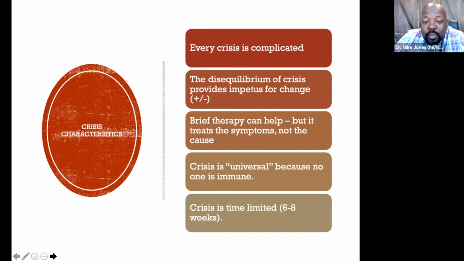We also look at, on the fourth point where it says crisis is universal, because a crisis is something that can happen to anyone at any time. And so, because of that, we realize that we all have an opportunity in our life where we have to deal with crisis at one point or another.